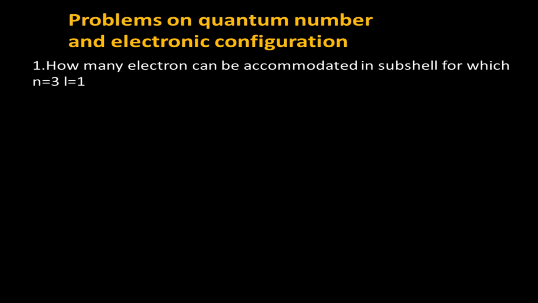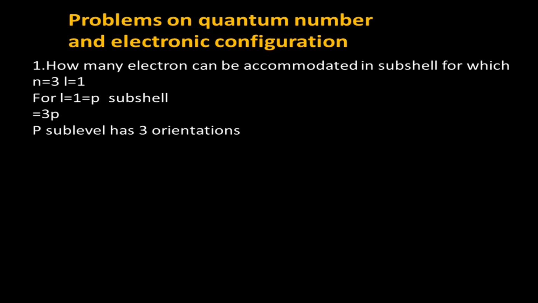Let's solve problems on quantum number and electronic configuration. Number 1. How many electrons can be accommodated in a subshell for which n equals 3, l equals 1? For l equals 1, this is the p subshell. So the p subshell in the 3rd energy level will be 3p. The p sublevel has 3 orientations, which we know: px, py, and pz. And these 3 suborbitals take 2 electrons each, making a total of 6 electrons. So our answer to this question is 6 electrons.